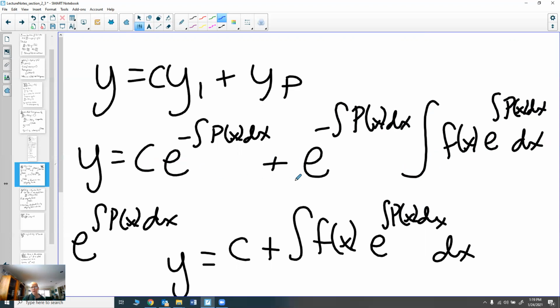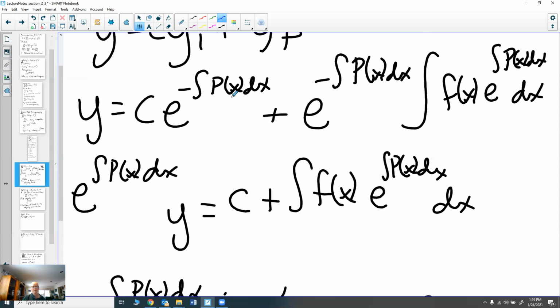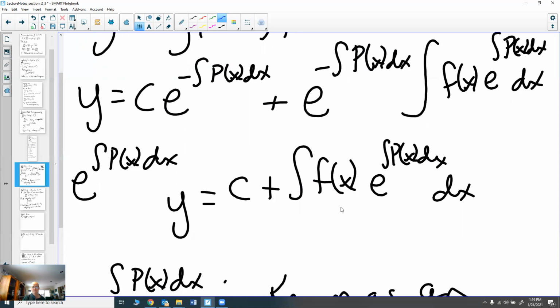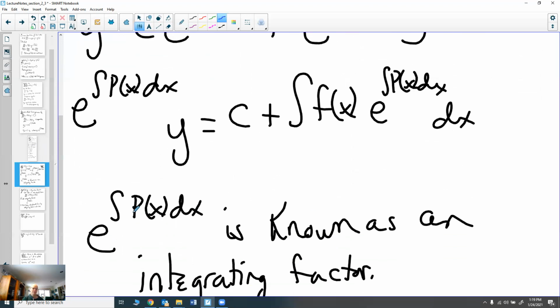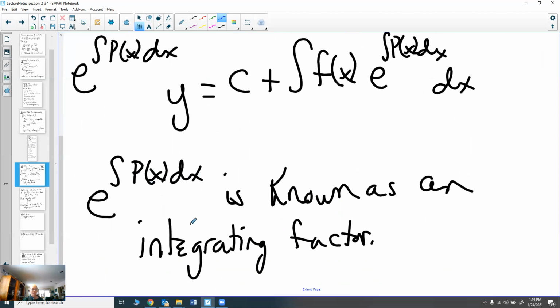And if I were to multiply through by e to the integral of p(x) dx, then I'd end up with e to the integral of p(x) dx times y on the one side, and c as the first term on the right-hand side, because those e's would cancel, and these e's would cancel, so you're left with plus the integral of f(x) e to the integral of p(x) dx. That e showing up in a lot of places, e to the integral of p(x) dx, is known as the integrating factor. So what we do is figure out what that integrating factor is, and then use that to solve the differential equations.